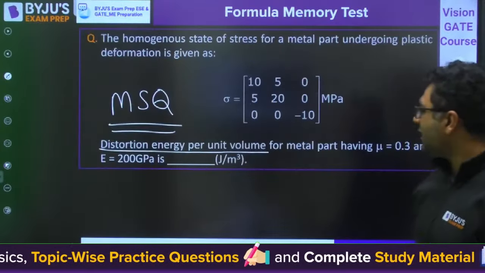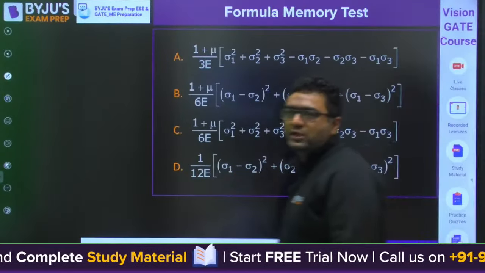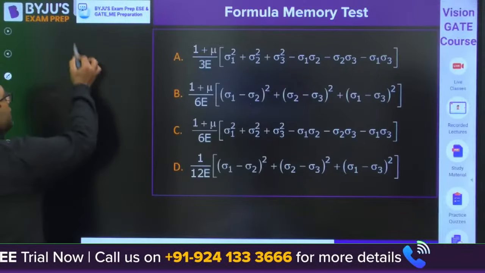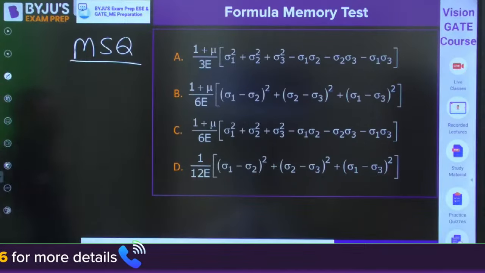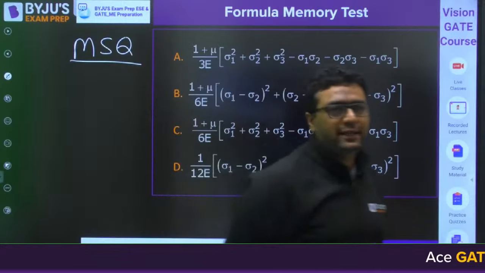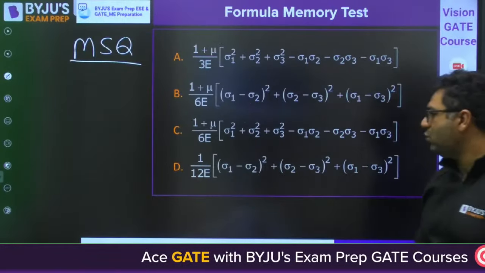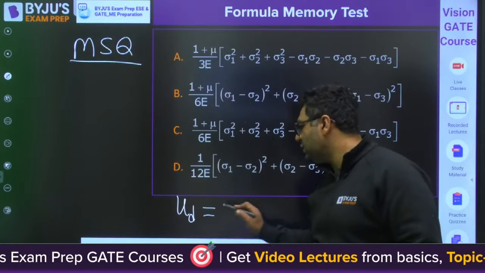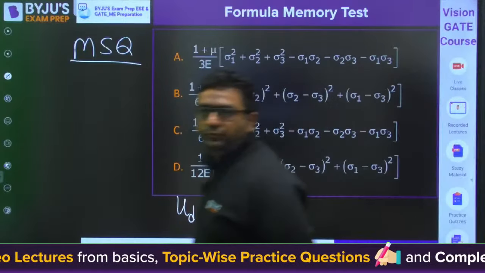From the given data, you need to find the distortion energy per unit volume. So which are the formulas for distortion energy per unit volume? Because it is MSQ, you can have more than one option correct. Tell me the correct answer. This is MSQ. You need to find the distortion energy per unit volume, the same as von Mises theory.